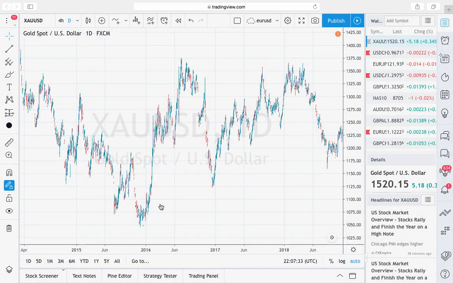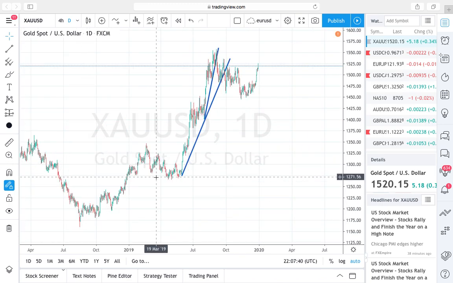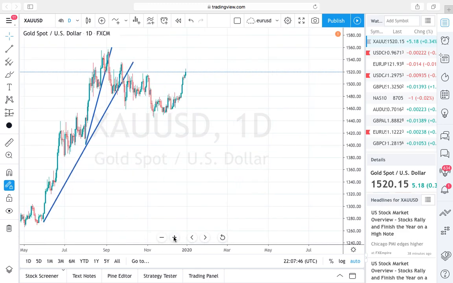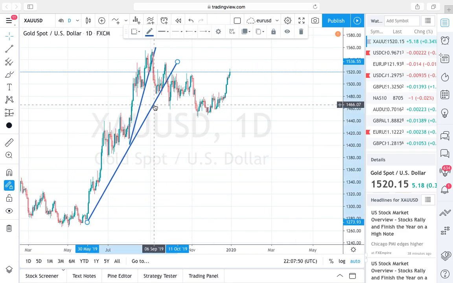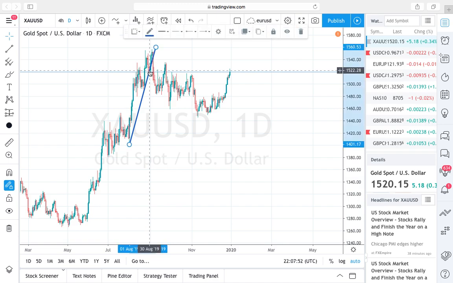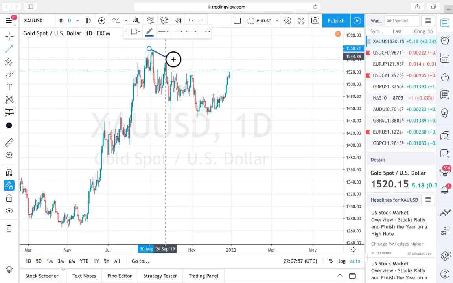I was actually going through this with one of my students recently, and I'll show you some analysis I have on AUD USD as well. Same thing, trend line concepts and everything. We also have this trend line from the top here.